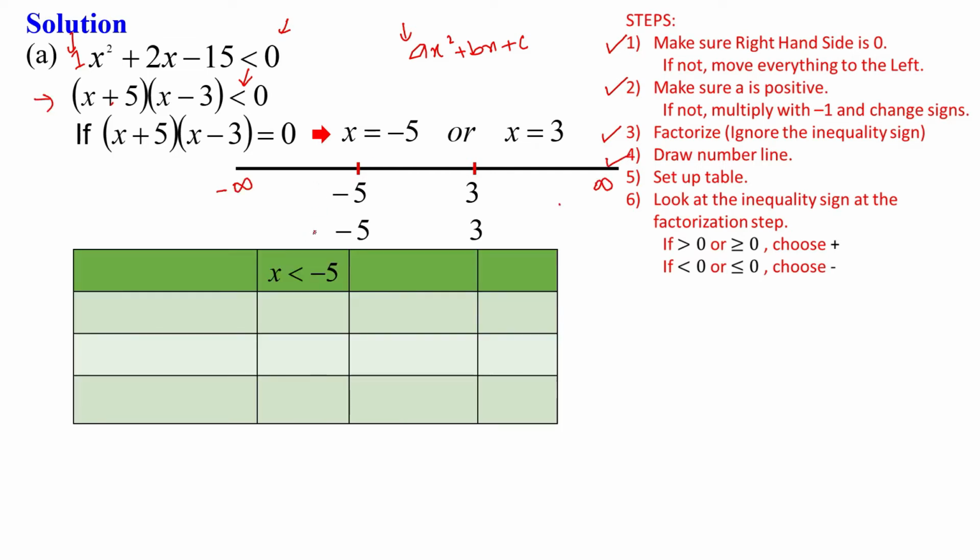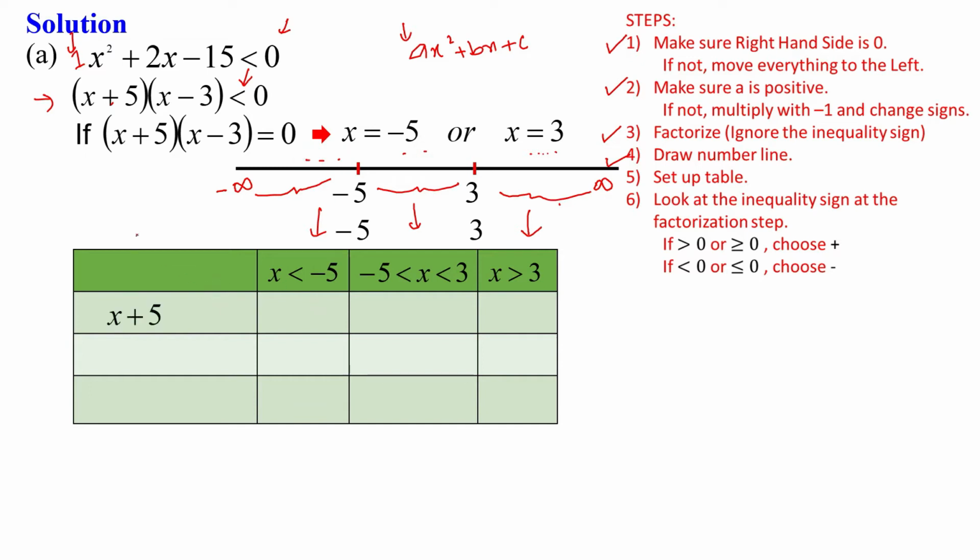Why is it x less than -5 here? Because we are referring to this area, this region. And in the middle, it's going to be x greater than -5 and less than 3, because we are referring to this region. And next, this is x greater than 3 because we are referring to this region. Why we do this is because we want to check what is the value of the numbers here. Is it positive or negative here and here?